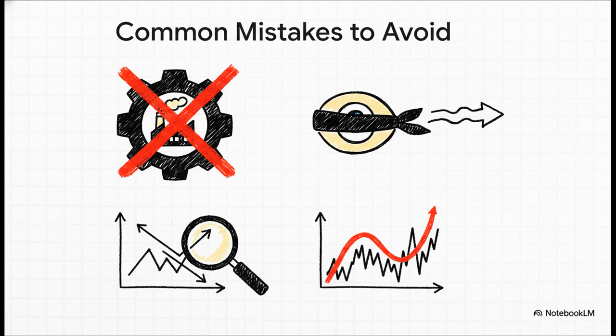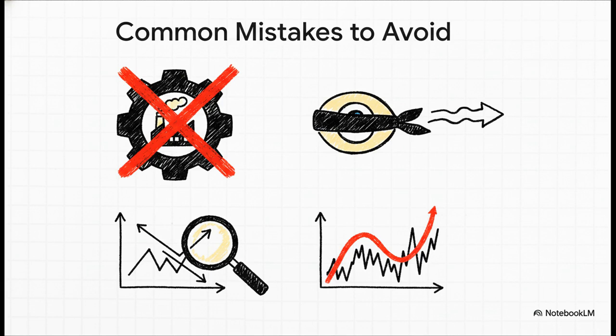First up, stop using the default settings. You need to tune your indicators to the specific asset and time frame you're trading. Second, and we've said this a lot, never, ever blindly follow a signal without confirmation from price. Third, you've got to learn to spot divergence. It can be an incredibly powerful early warning of a big trend change.